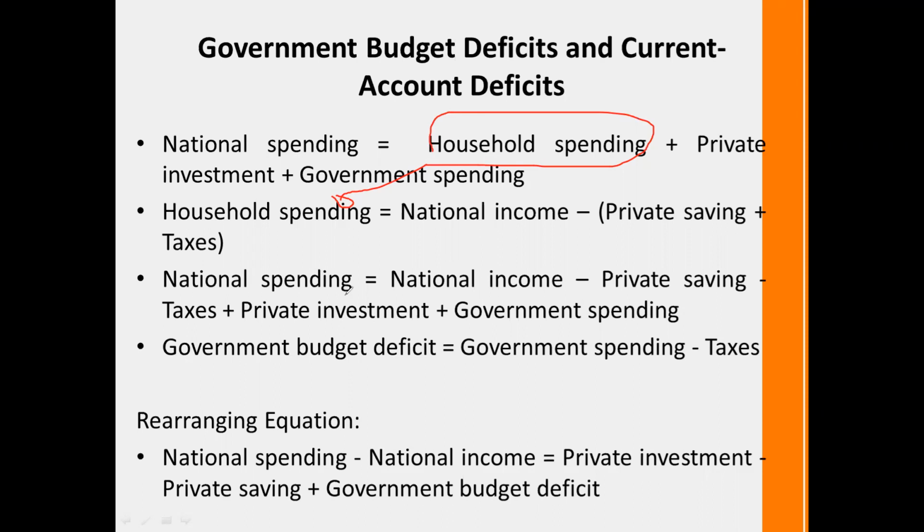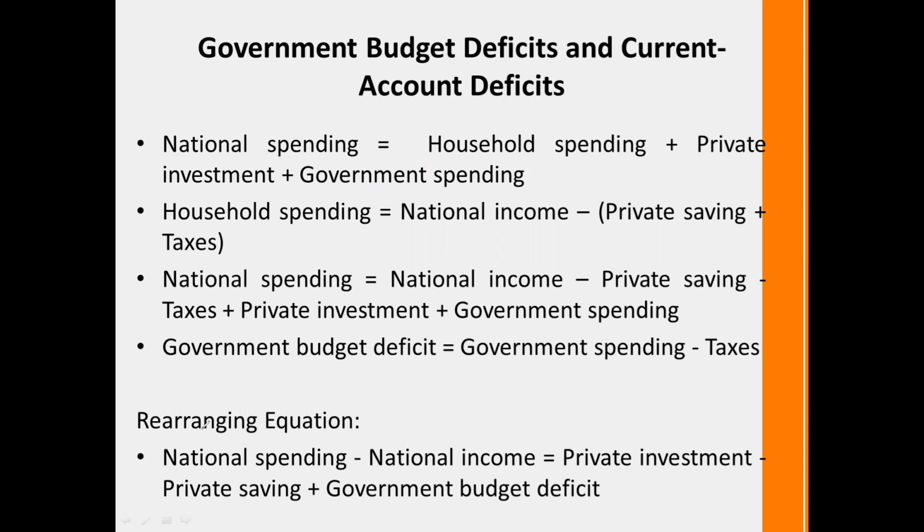Okay, so then the national spending equation we can again rewrite as national income minus private saving minus taxes plus private investment plus government spending. Okay, so the government budget deficit, we know, is government spending minus taxes. It is a deficit because government expenditure is more than the taxes, which is their government income source.